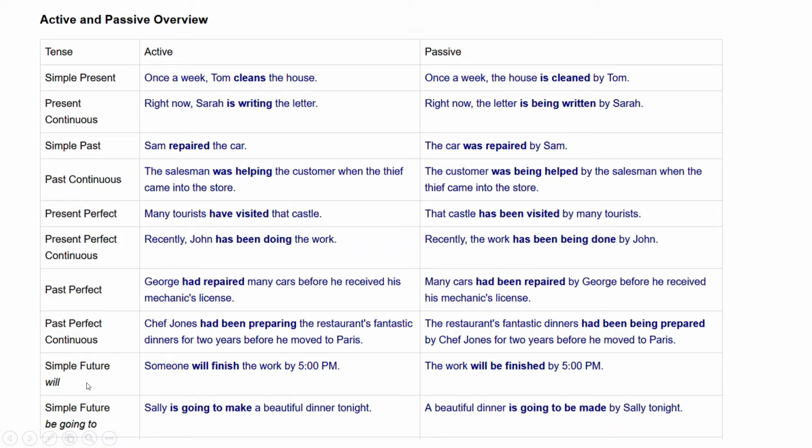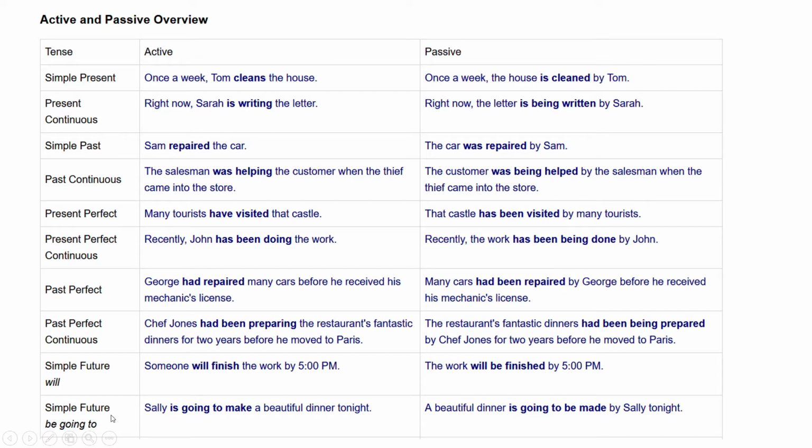Now we go with the simple future. Someone will finish the work by 5 p.m. Now we change the position of the subject and the object. The work will be finished by 5 p.m. If you use simple future, you add be, okay, after the word will and verb 3. Will be verb 3. That's the pattern for will.